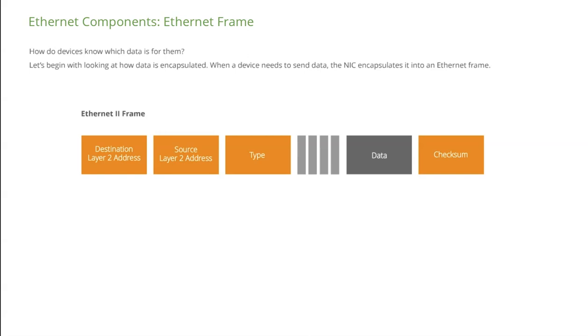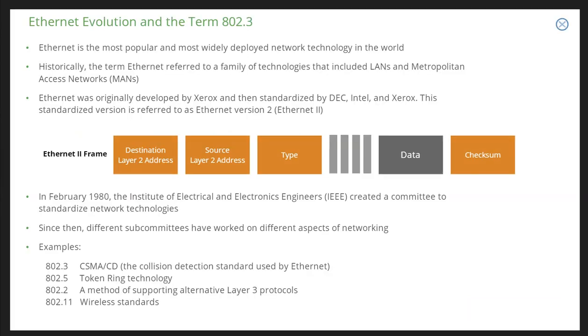You might hear people use the terms Ethernet and 802.3 together or separately. Click the Additional Information button to learn more about Ethernet evolution and the term 802.3. Ethernet is the most popular and most widely deployed network technology in the world. You might have also heard the term 802.3 used in reference to Ethernet. The origin of that term actually goes back many years and warrants an explanation.